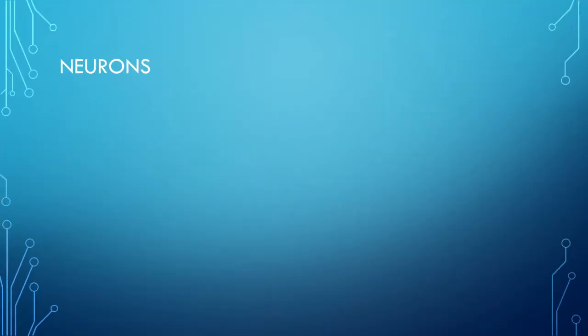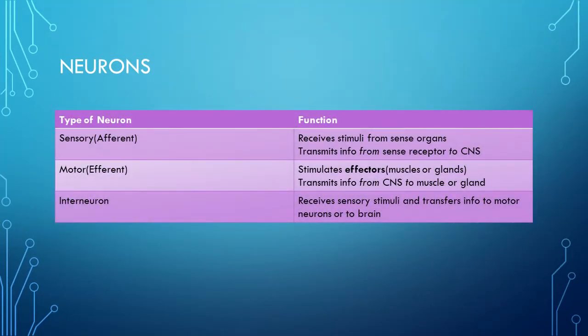There are different types of neurons. Sensory or afferent neurons receive stimuli from sense organs and transmit the information from sense receptors to the CNS. Motor or efferent neurons stimulate effectors, which are muscles or glands. They transmit information from the CNS to the muscles or glands. So you can remember these by the acronym SAME: SA for sensory afferent and ME for motor efferent.